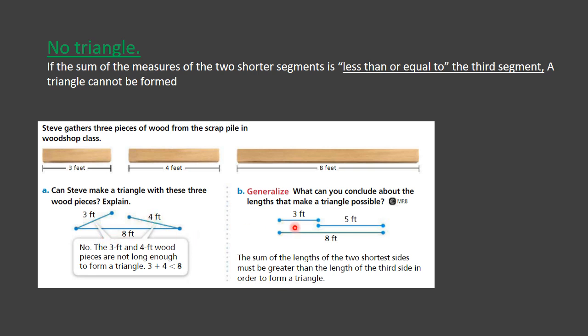In the same case, look at this. The two sides are 3 feet and 5 feet. This is the same as the third side. In this situation also we can't form the triangle. If the sum of the measures of the two shorter segments is less than or equal to the third segment, a triangle cannot be formed. Or, the sum of the lengths of the two shortest sides must be greater than the length of the third side in order to form a triangle.